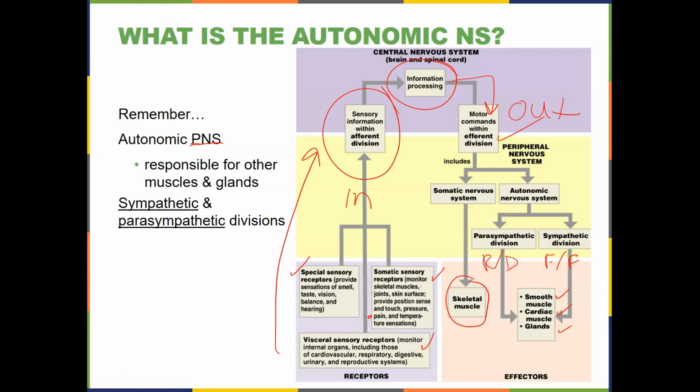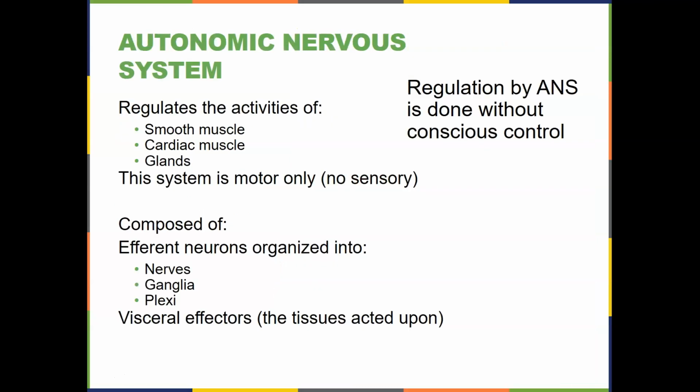So we have antagonistic activation of smooth muscle, cardiac muscle, and glands, which we call effectors. And this antagonistic activation is what lets our body say, hey, we're about to be eaten by the lion, or, we just had Thanksgiving. It's time to digest, relax, and absorb all the nutrients so that we can be ready to fight or flight if we need to. So the autonomic nervous system regulates smooth muscle, cardiac muscle, glands. This is all done without conscious control.